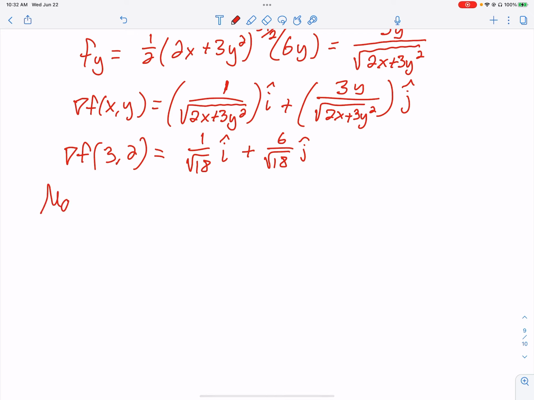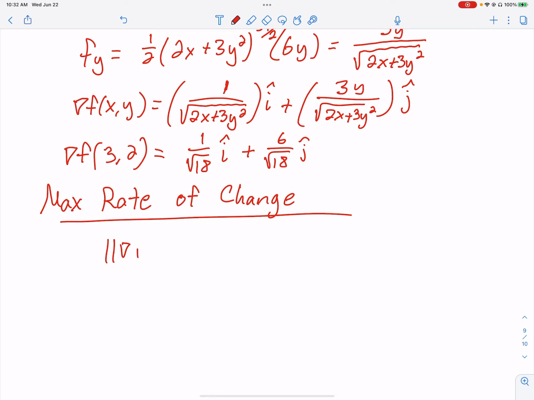Let's go ahead while we're here, and we'll end the video with this, the max rate of change, and we mentioned this in passing at the very beginning of the video. The max rate of change is just the magnitude of del F at that point. So if I run the magnitude of that, we get square root of 74 over 6. So that is, from the point (3, 2), the slope that is the steepest. That slope is root 74 over 6 in the direction of del F.